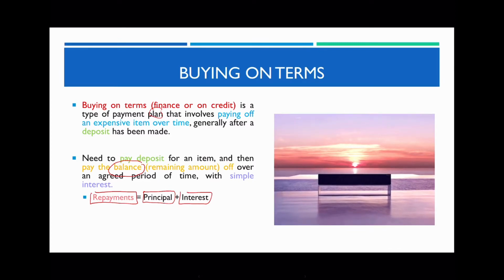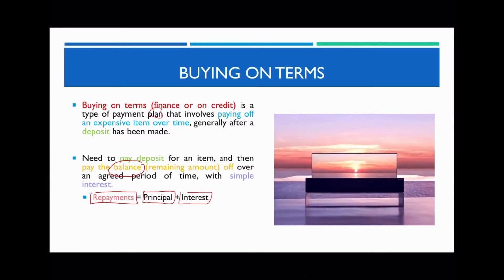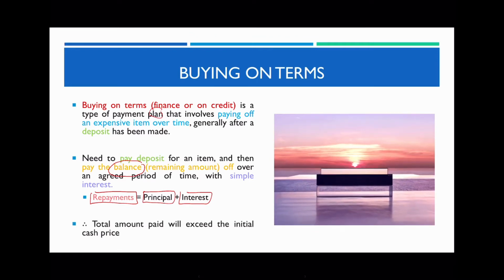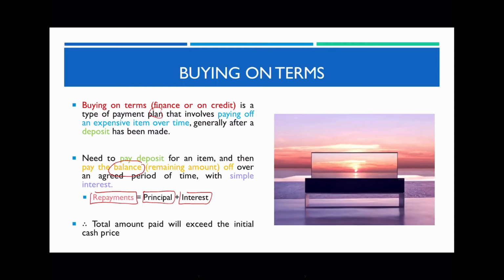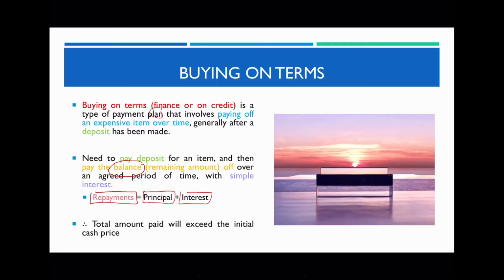Because you're actually paying simple interest on top of that, it makes sense that the total cost of the item that you've actually paid for, so in this case the TV, is going to exceed the $60,000 price mark that was initially labeled when you went into the store.